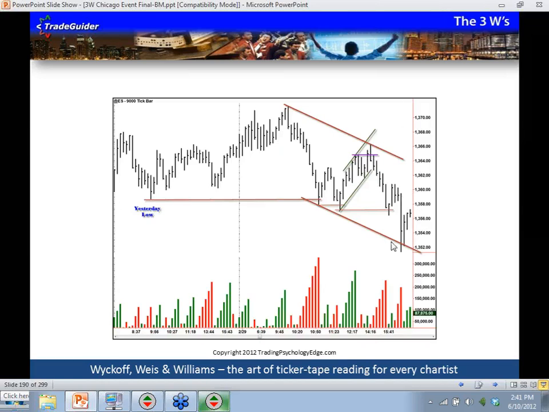We notice, too, that we get that widespread bar coming down, and then it closes in the middle, or at least off the lows, and then the next bar is firm. And so we know that's a support level, that diagonal trend line.